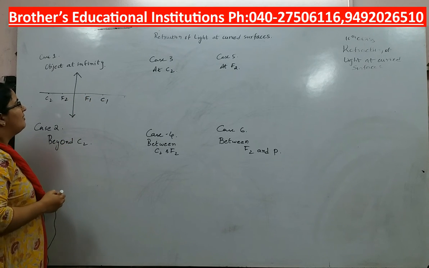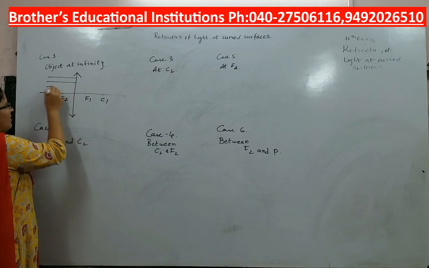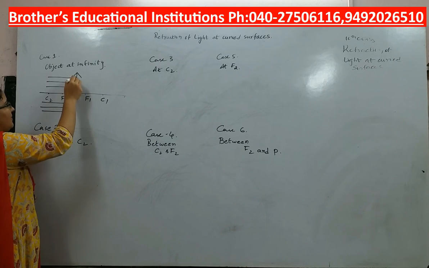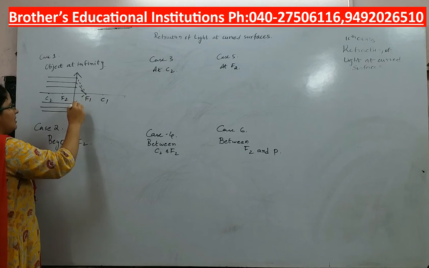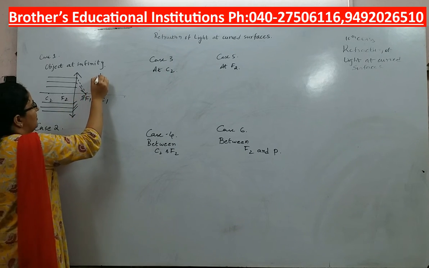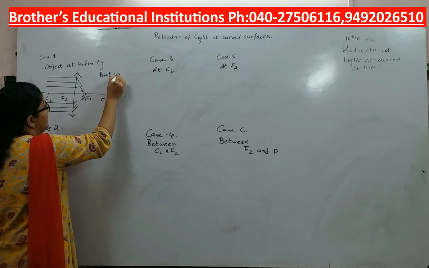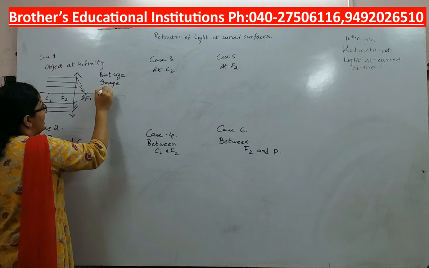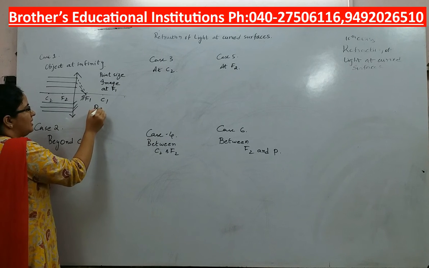First case, when you place the object at infinity, the parallel rays fall on the convex lens and they all meet at focus. So you get a point size image at F1. The image is real.